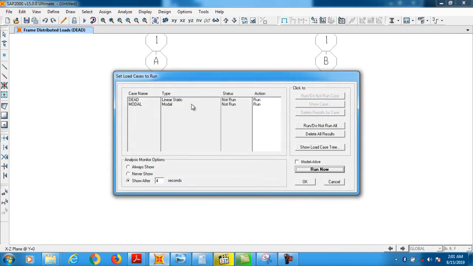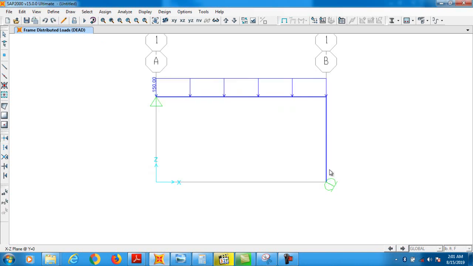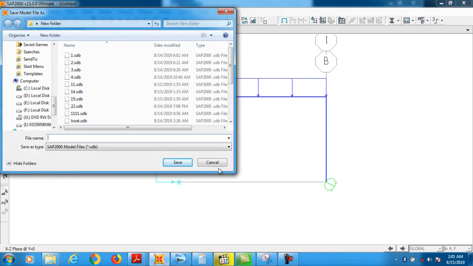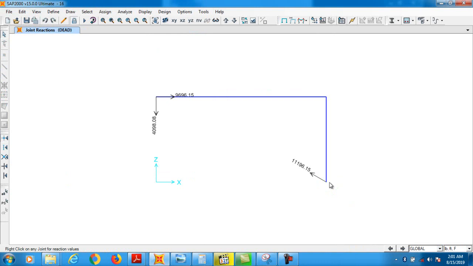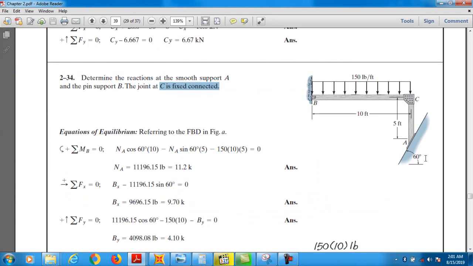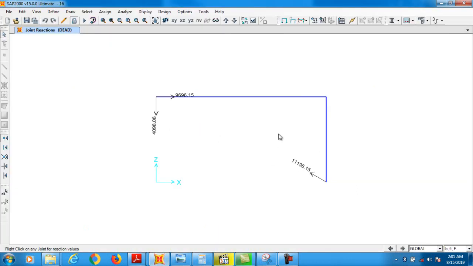Now let's analyze the structure. Save the model, that is project number 16. Save, and let's see the reactions. You can see this is 11196, this is 4098, and this is 9696, and I think the reactions are okay. This is 11196, 9696, 4098 pound. So this is the way that we analyze such complicated beams.